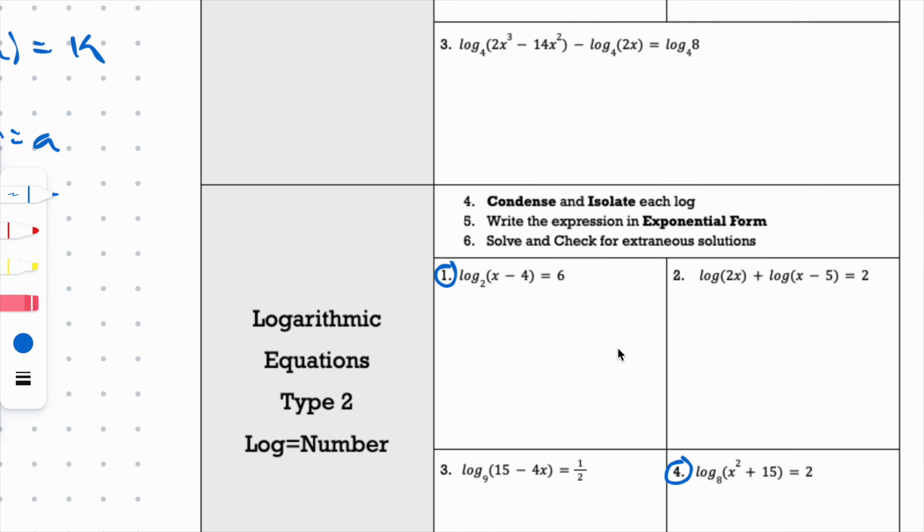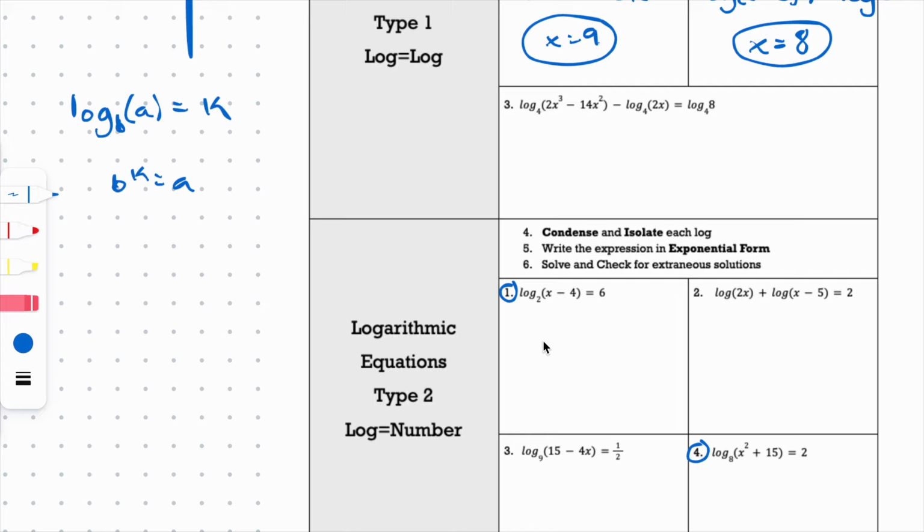So we first want to condense and isolate each log, and in this case, it's already done for us. And we want to use this knowledge up here to help us. So I can rewrite this as 2 to the 6th power equals x minus 4. What is 2 to the 6th? That's 64. So we'd say 64 equals x minus 4. Add 4 to both sides, and we get x equals 68.